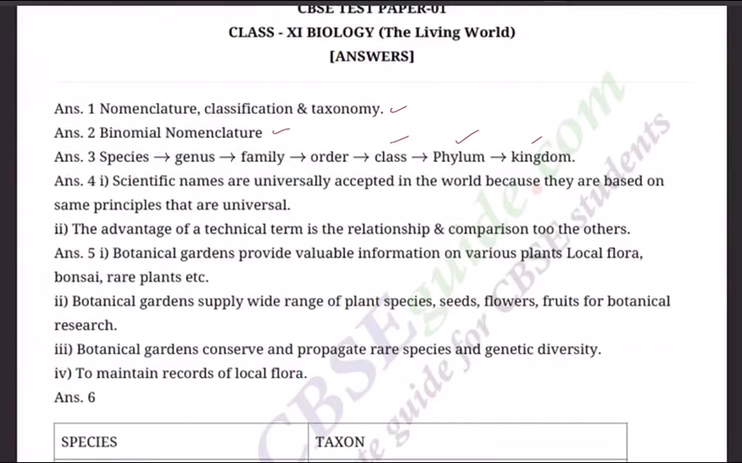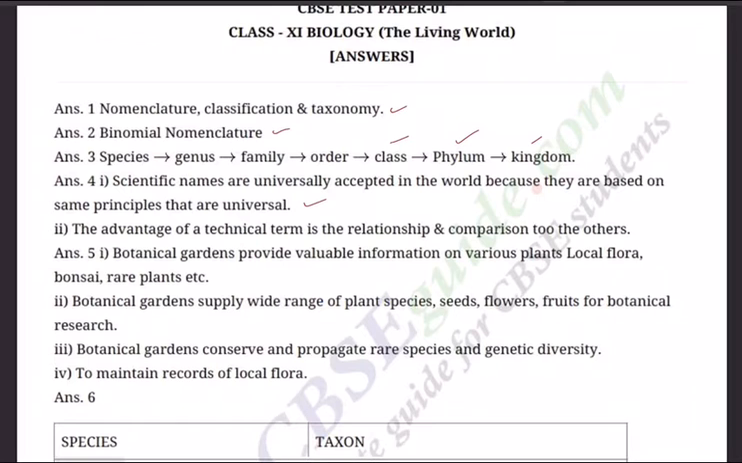Right from phylum Arthropoda to Echinodermata, we have studied different phyla. All these phyla together will make the animal kingdom. This is the hierarchy. Question number 4 answer. Scientific names are universally accepted in the world because they are based on the same principles that are universal. Second, the advantage of a technical term is the relationship and comparison to others.